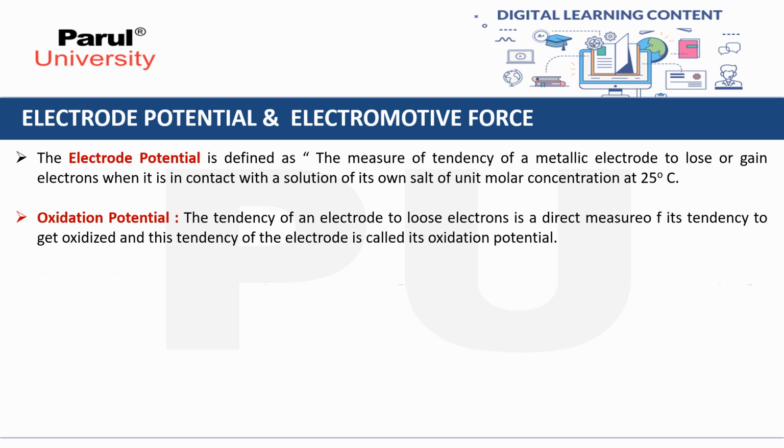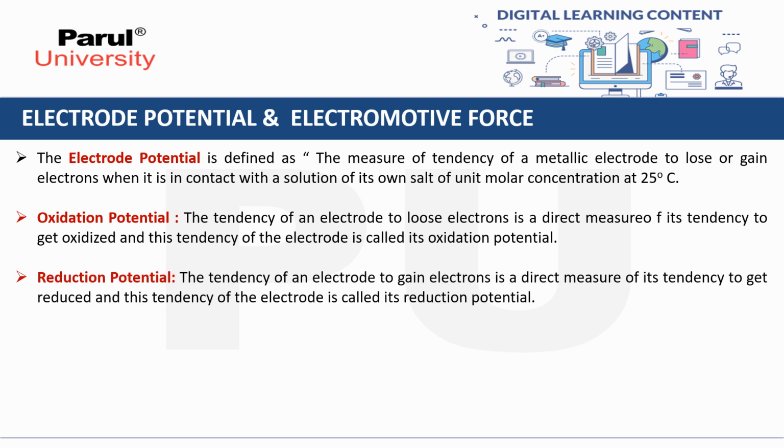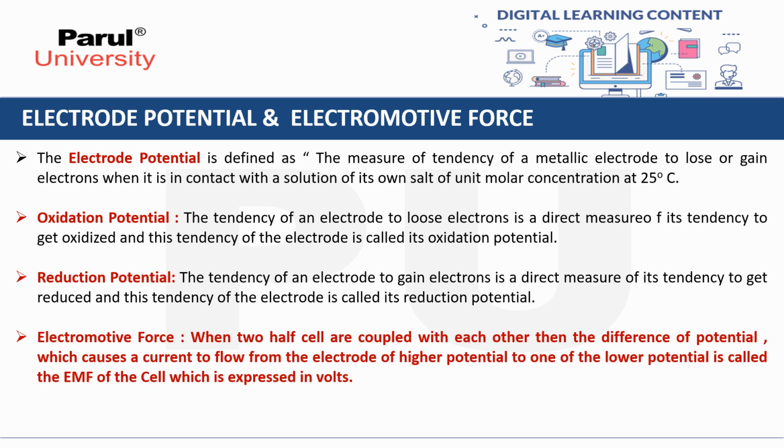Oxidation potential, the tendency of an electrode to lose electrons, is a direct measure of its tendency to get oxidized, and this tendency of an electrode is called oxidation potential. Whereas reduction potential is the tendency of an electrode to gain electrons, a direct measure of its tendency to get reduced, and this tendency of an electrode is called reduction potential.